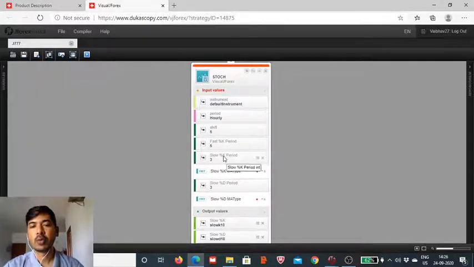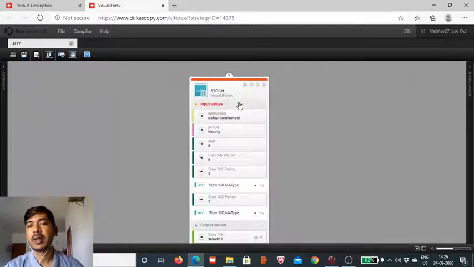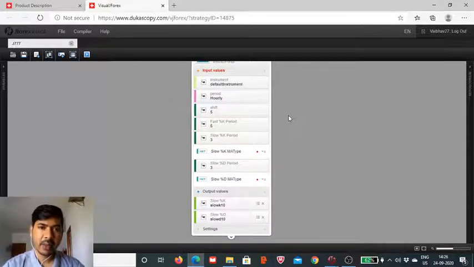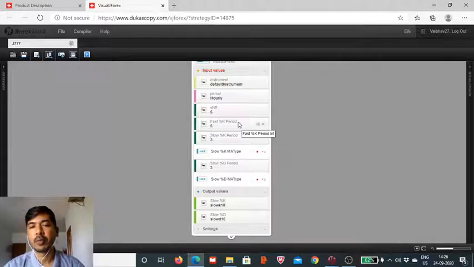Now coming to the fast K, slow K, slow K type, slow D period, and the slow D MA type. These are the basic building blocks of this indicator, and these parameters have a significant impact on how we can use it. So depending on how we define these parameters, the K period, the slow period, and the D period, we will have the output values.